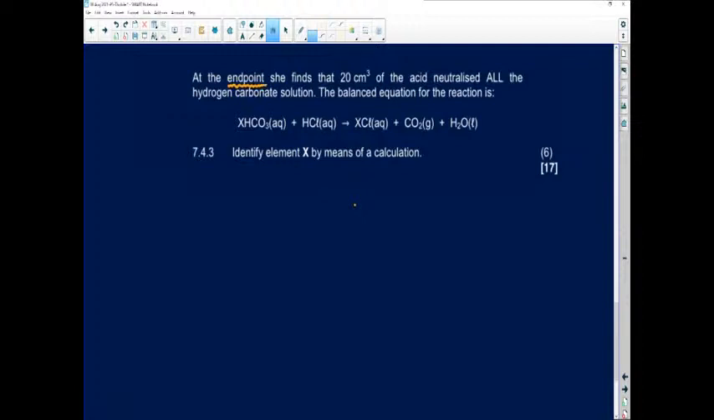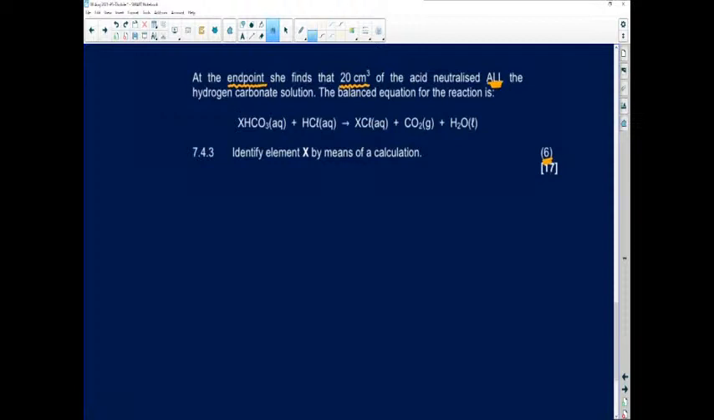when she's completed whatever she wanted to see, she finds that 20 cubic centimeters of the acid neutralized all the hydrogen carbonate solution. The balanced equation for the reaction is as given. Now they are telling us that we need to then find element X by calculation, and then that is for 6 marks. I'm going to show you 2 ways in which you could have done it.